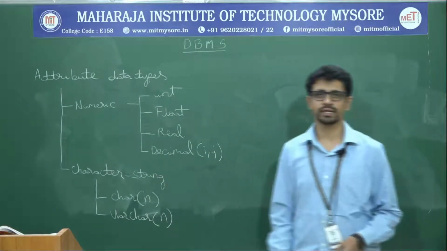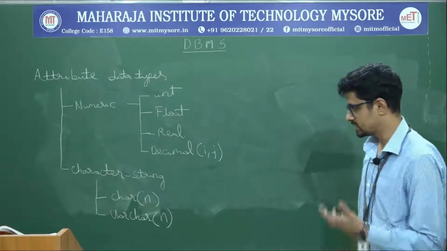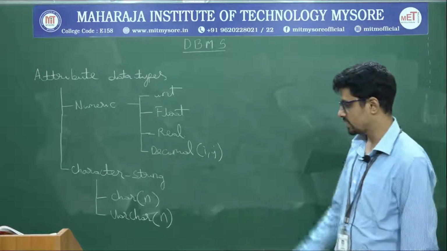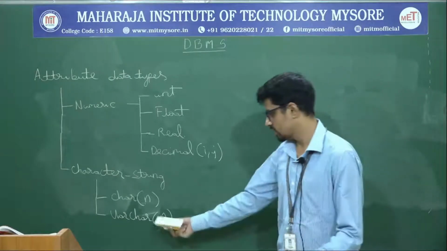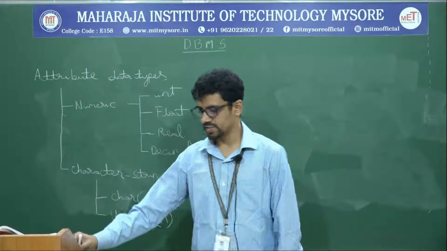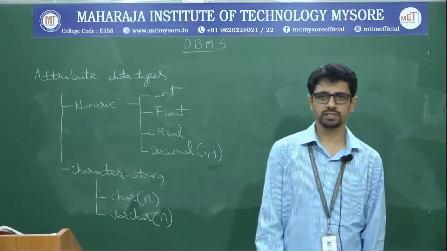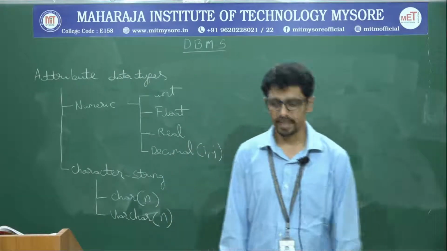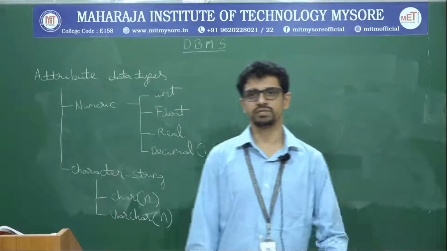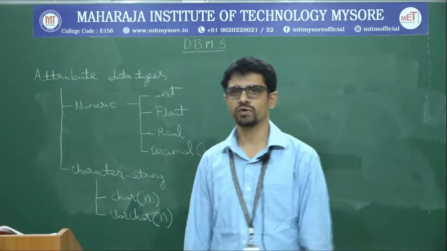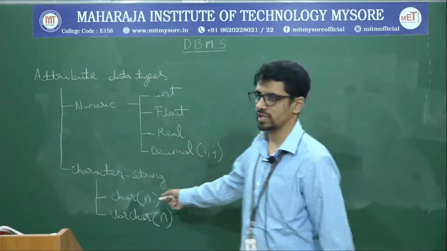The next type is the character string. There are two variants inside it. We have char of n and varchar of n. Now what does char indicate? It takes a set of characters as an input. Say for example name. So I can go with name as character of some 10 characters. So I can enter a name within 10 characters. So I can use character for name at that time.